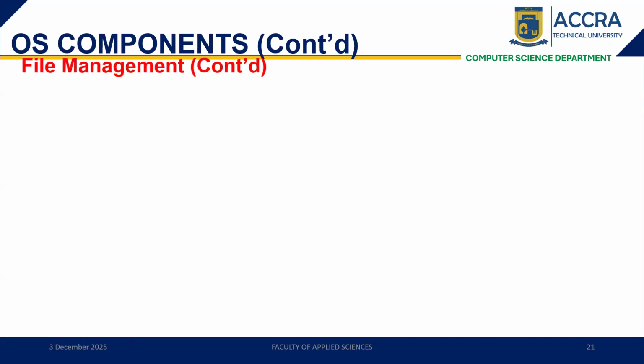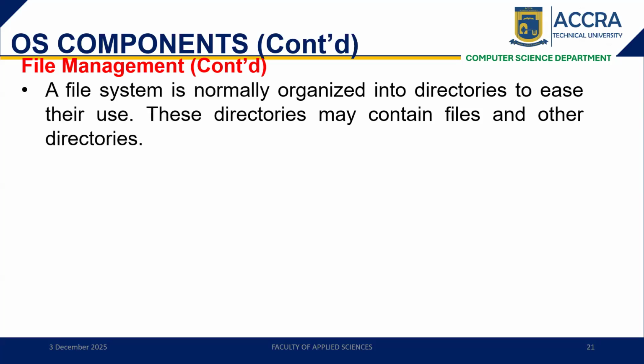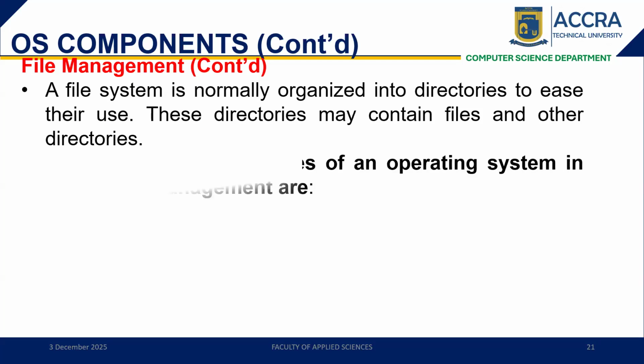We have file management too. So one is about managing processes. One is also about files. That is what we are going to discuss. Another is also about memory as well. Now, a file system is normally organized into directories to ease their use. Directories is a technical term in computing, which is the same as folders. So in computing, normally we mention directories, but to a user who is not computing oriented, that person will mention the folder. These directories may contain files and other directories as well.